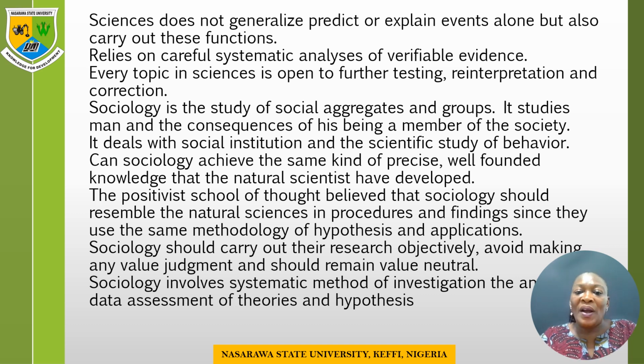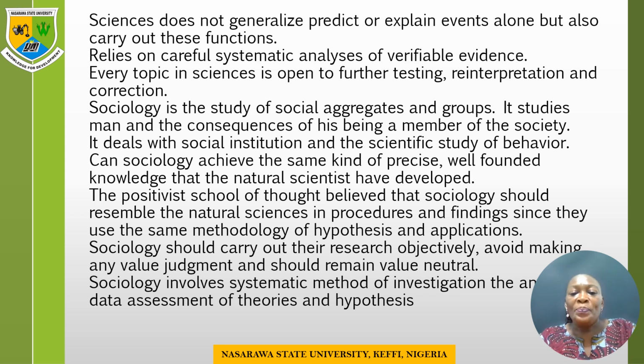Why? Because of the simple fact that we look at sociology as a science, as a social science, and then we have natural sciences. Can sociology, which is seen as a social science, achieve the same precise and well-founded knowledge as the natural sciences? The positivist school of thought believes that sociology should resemble the natural sciences in procedures and findings, since they use the same methodology of hypothesis and applications.